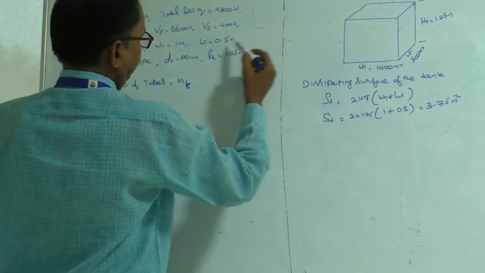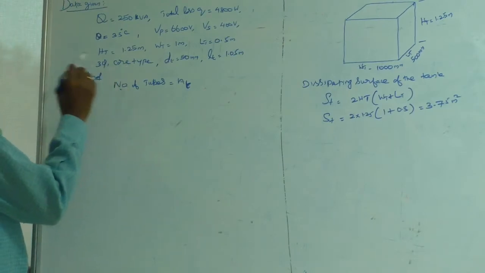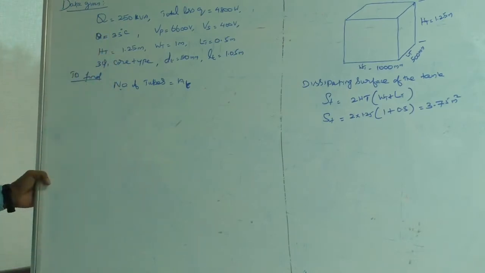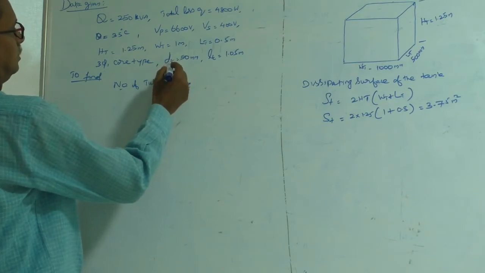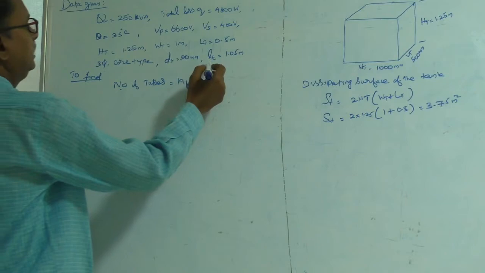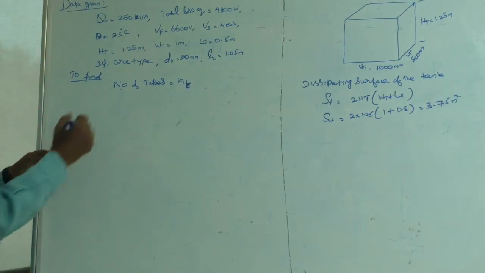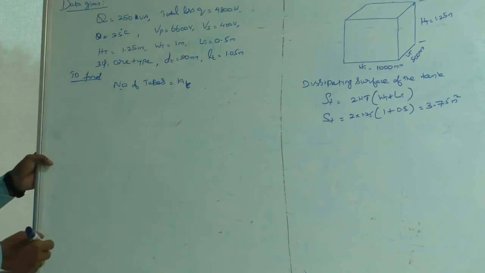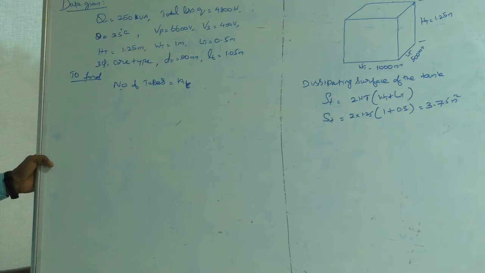The length of the tank is 0.5 meter or 500 mm, and it is a 3-phase core type. I think this is the typical specification of a distribution transformer. The cooling tube specifications are: diameter of the cooling tube is 50 mm and length of the tube is 1.05 meter. Now they have asked to identify the number of tubes required and how to position them. That's what we are going to see.